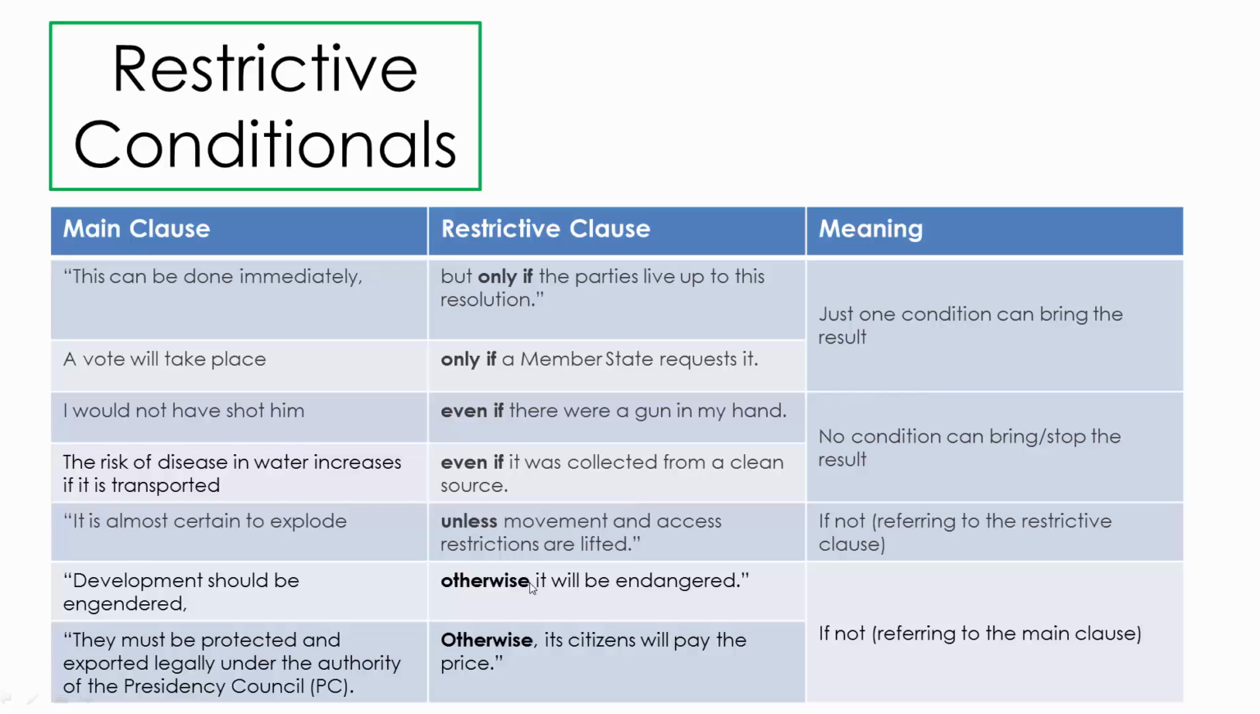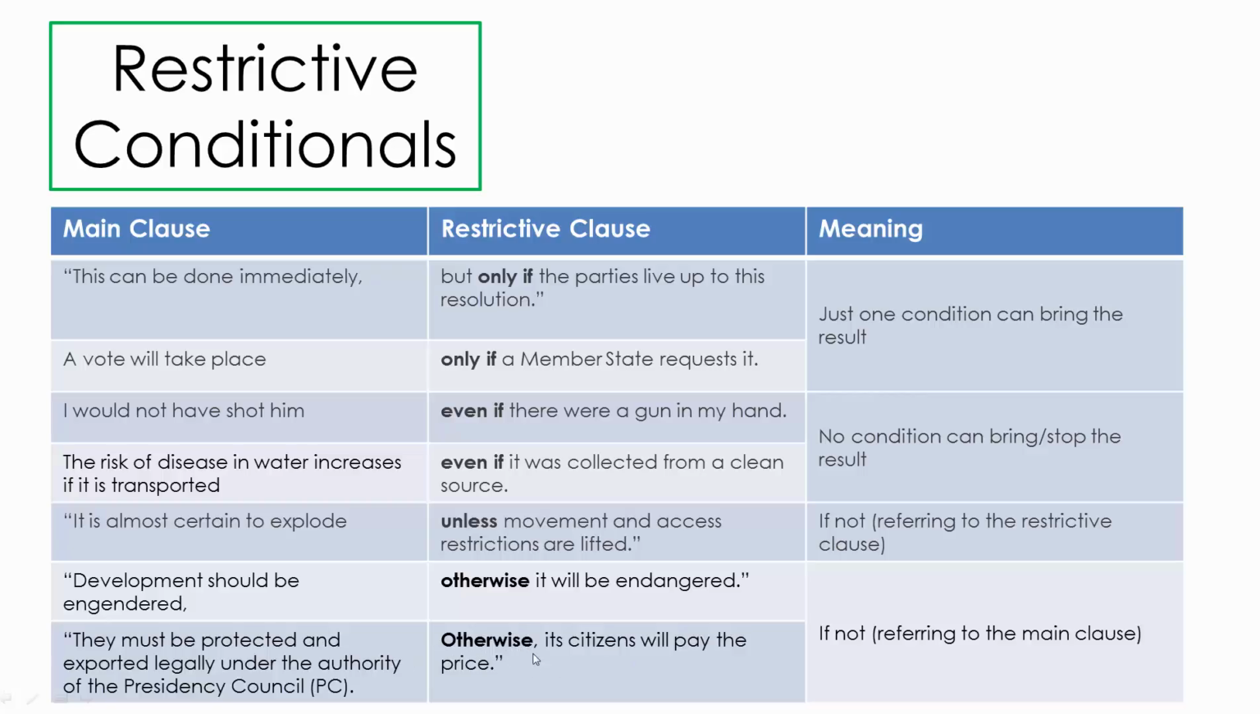With otherwise, that is also like saying if not, but whereas unless is a subordinator and we use it in a dependent clause, otherwise is a connector and we use it to connect two independent clauses, if you remember back from our lesson on sentence boundaries. So again, it serves the place of if not, just like unless, but we use it at the beginning of a sentence, so it's punctuated differently. So they must be protected and exported legally under the authority of the Presidency Council. Otherwise, its citizens will pay the price.